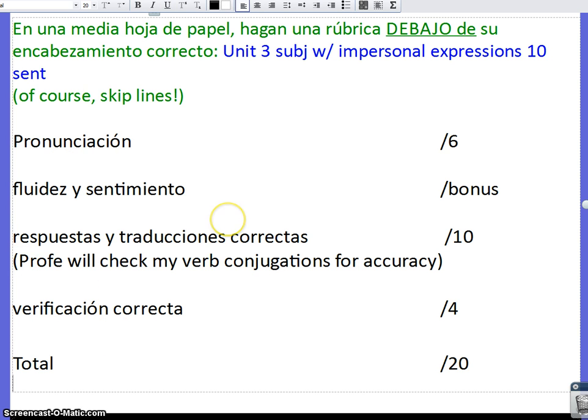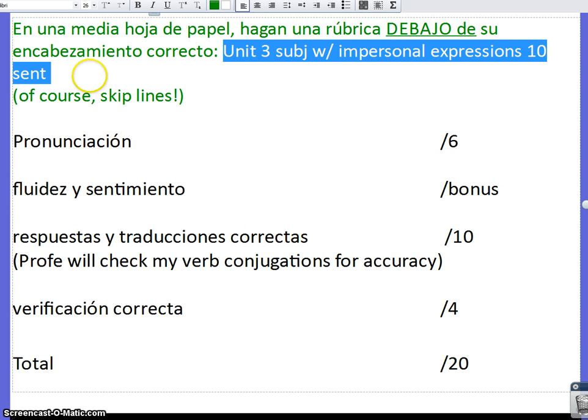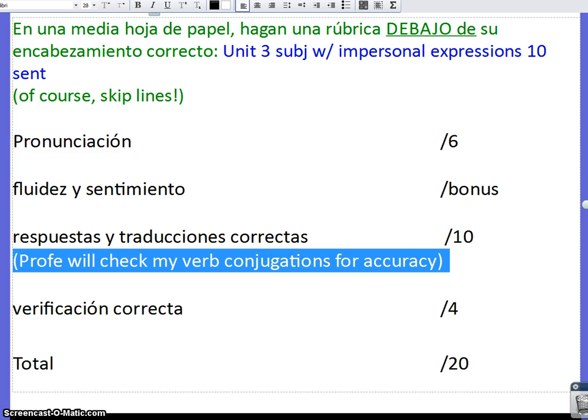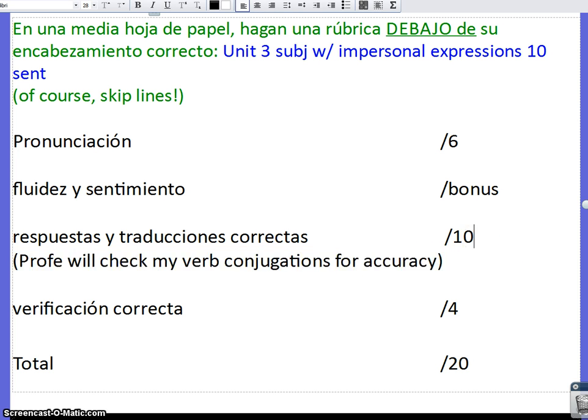Speaking of rubrics, they need to have a proper heading. I'll tell you what you need to have in a proper heading. You must have this written on the 4th line of your proper heading. Everything else will be below it. And I do want you to include, "Profe will check my verb conjugations for accuracy. Any missed conjugations will deduct from your points in this column here."